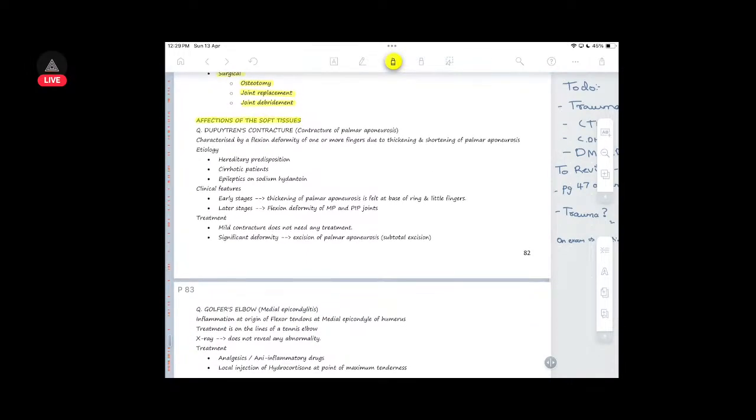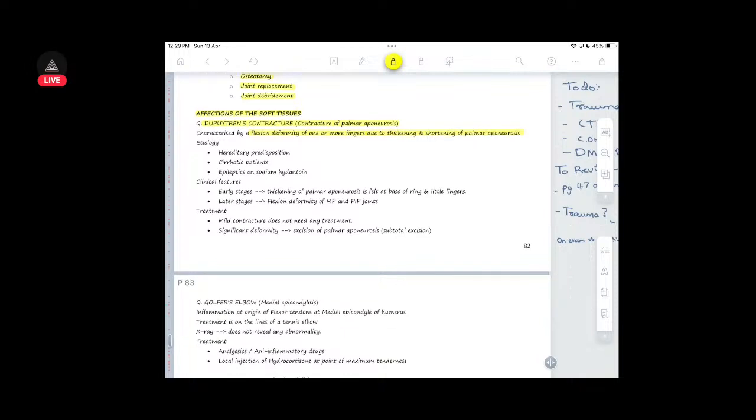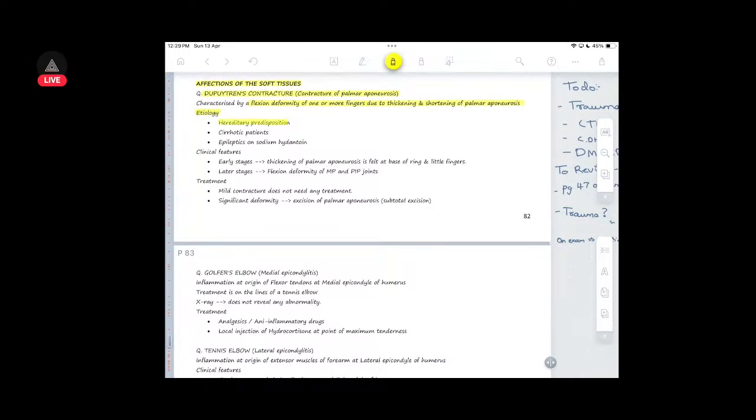Then afflictions of soft tissue, you have Dupuytren's contracture, which is contracture of palmar aponeurosis, characterized by flexion deformity of one or more fingers due to thickening and shortening of palmar aponeurosis. So etiologically, there is hereditary predisposition, cirrhotic patients, and epileptics on sodium hydantoin. Dupuytren's contracture is deformity of one or more fingers due to thickening or shortening of palmar aponeurosis.